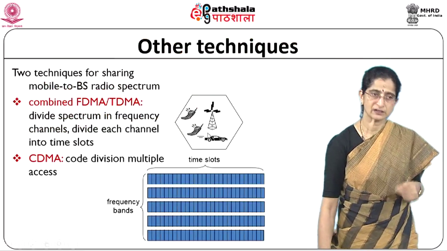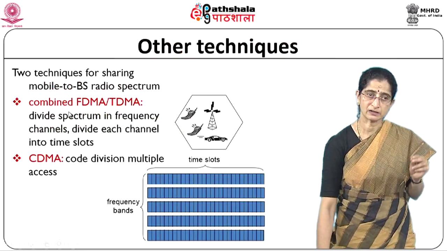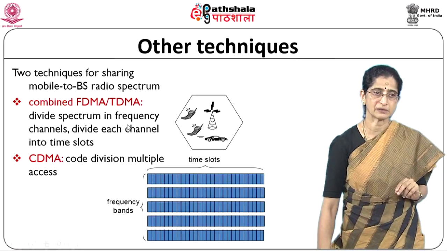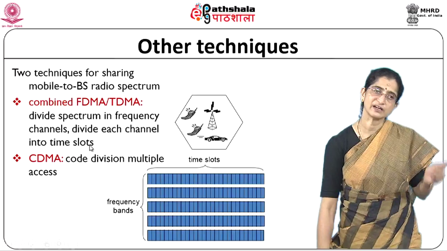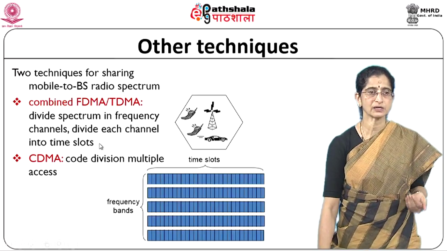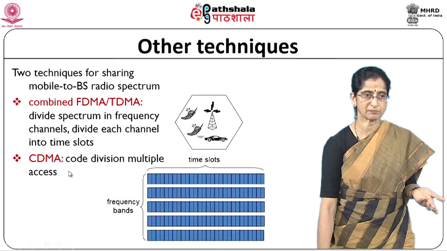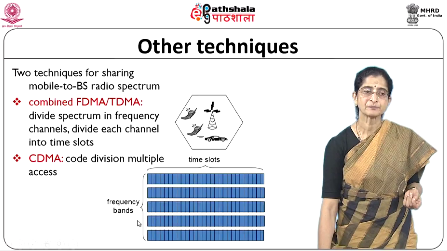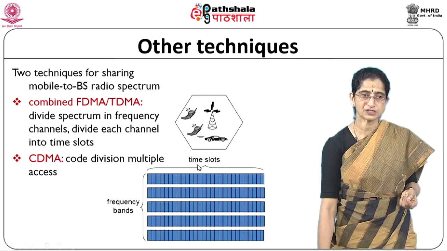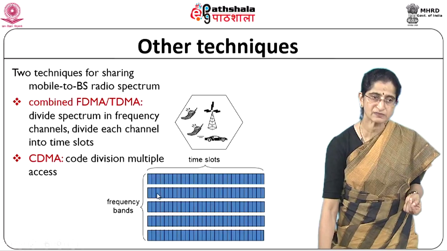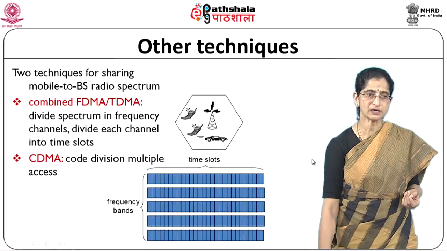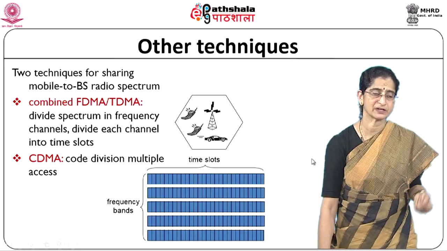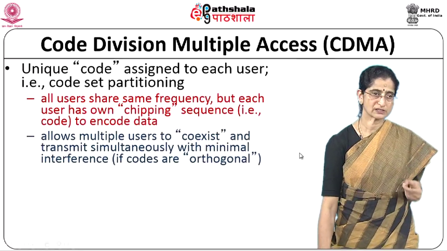Other techniques that are commonly used are a combination of FDMA and TDMA. That is, you divide the spectrum into frequency channels and then divide each channel into time slots. This is commonly used. Another one that is used is CDMA, code division multiple access, where you have frequency slots and time slots, and the entire slots are used up by the different channels using different codes. So let's look at this CDMA.